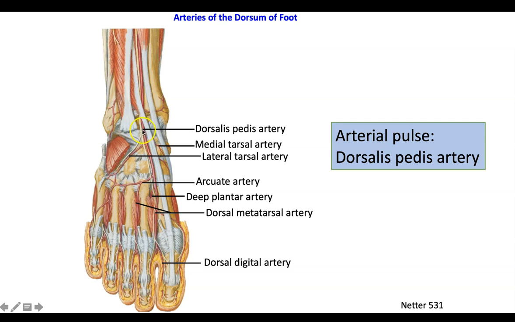Then the dorsalis pedis artery courses over the dorsum of the foot with the deep fibular nerve. You can see the deep fibular nerve also coursing together.